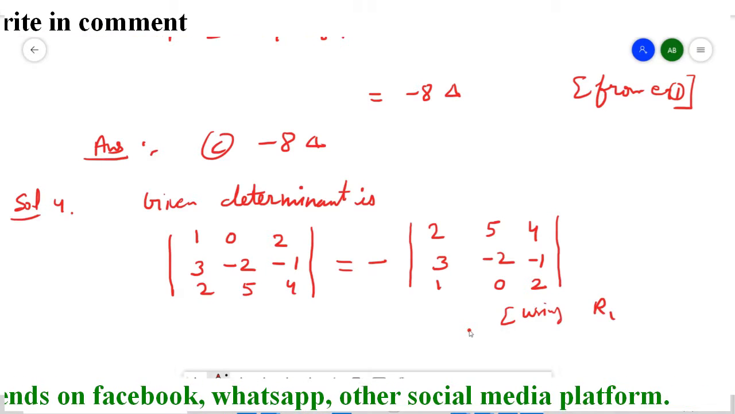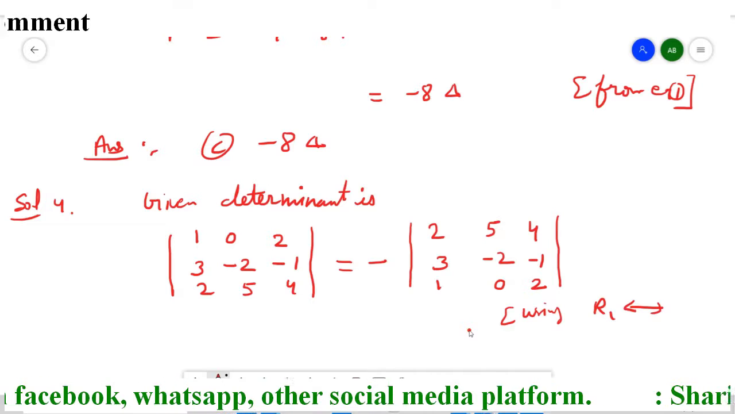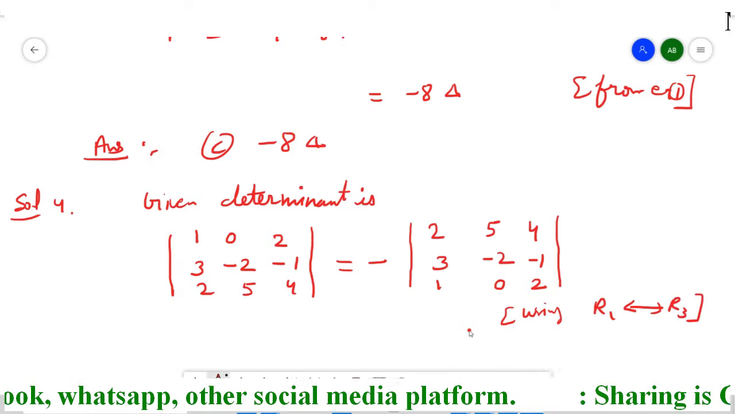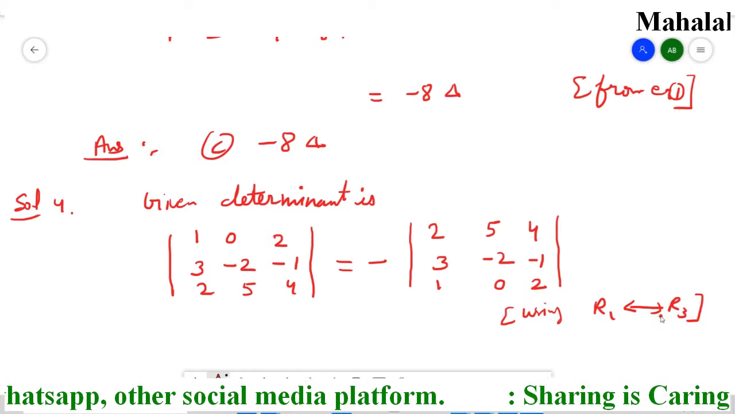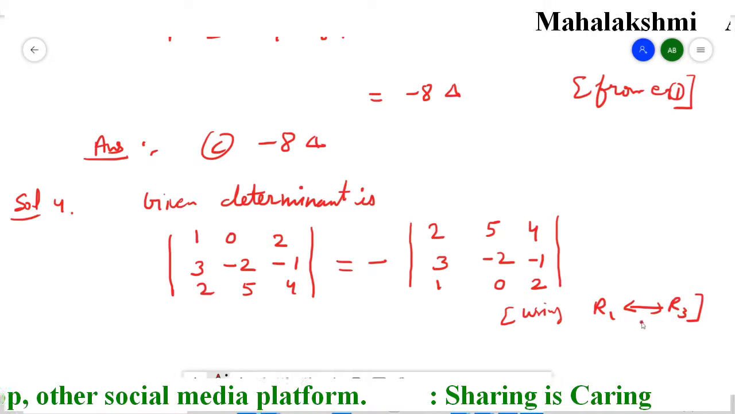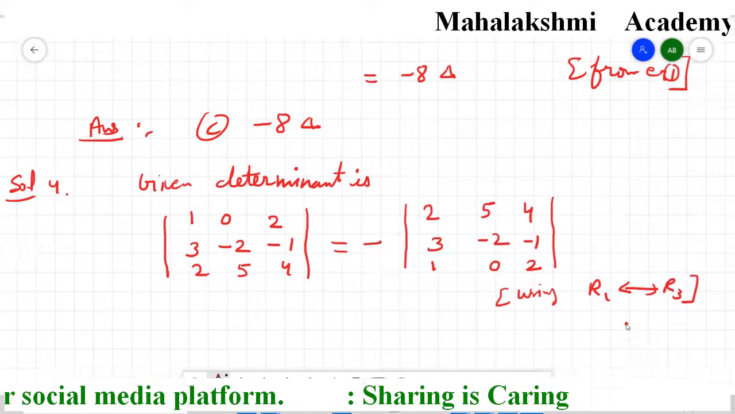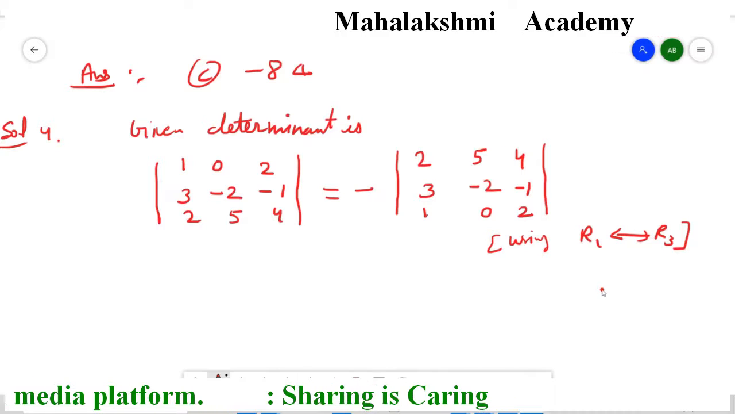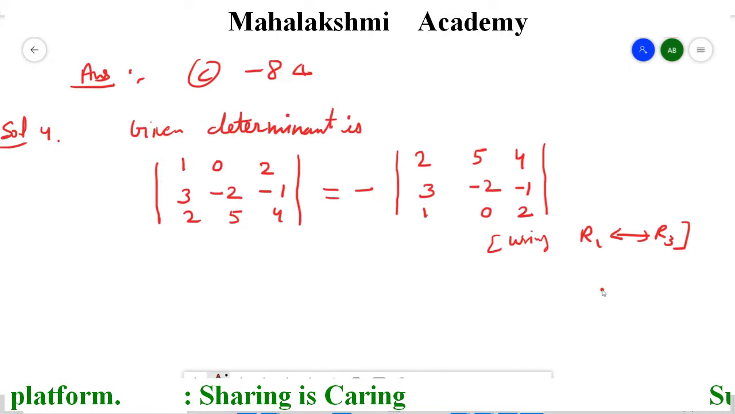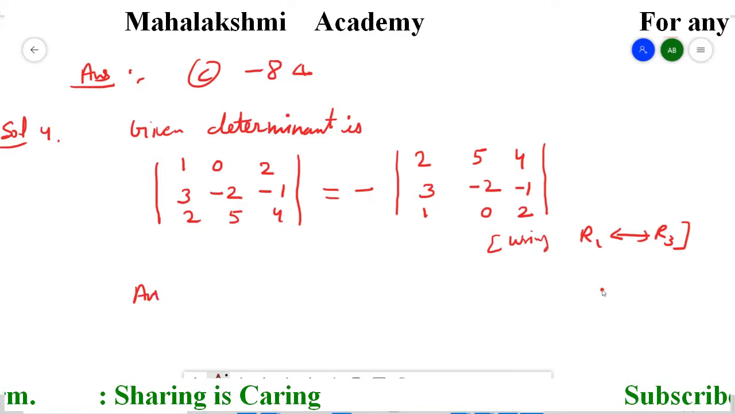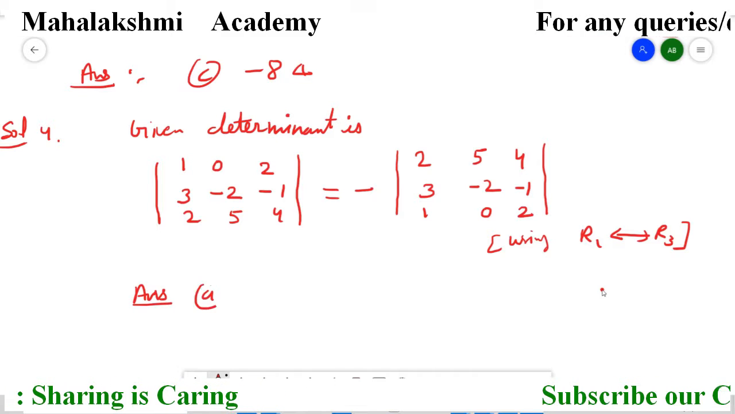Using R1 row we had interchanged with R3 row. So like this short you have to write down that rows R1 and R3 are interchanged. The meaning of this is they interchanged. So this option is also available in the book, that is your option A. So answer is option A.